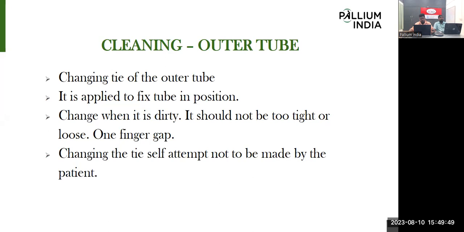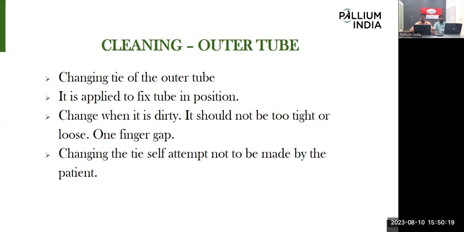If we need to change the dirty tie or ribbon around the neck region, before removing it we need to fix a new one in the proper position. We need to ensure that, and only then can we remove the old tie. After tying the new tie around the neck region, we need to keep a one finger gap between the tie and the neck. That gap we need to maintain.